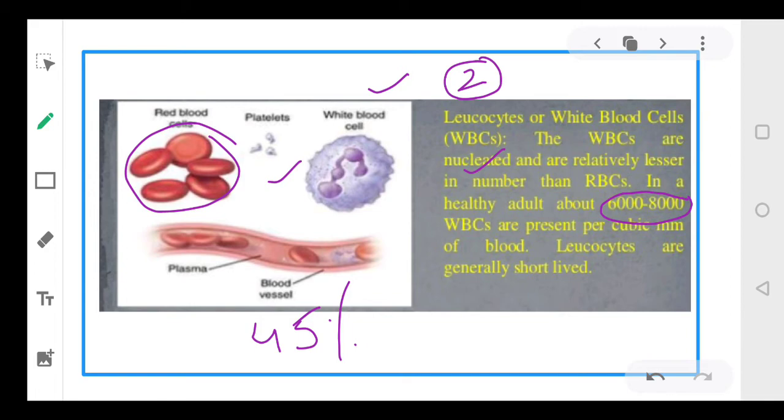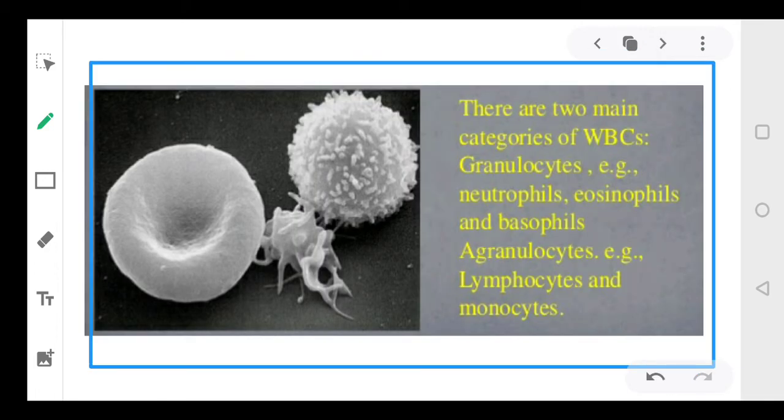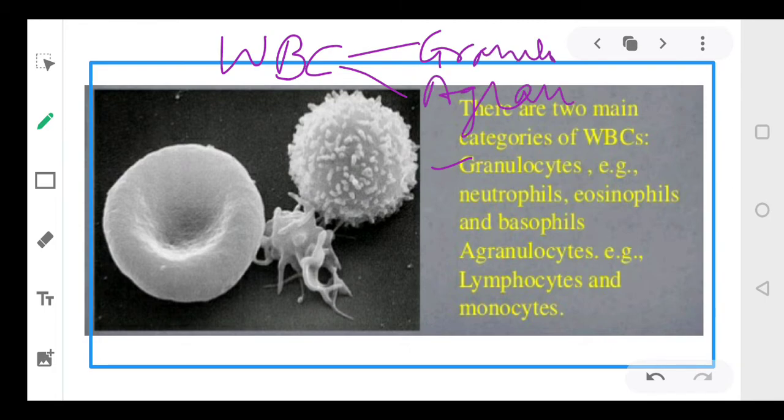Now your WBCs, we can categorize them into two types: granulocytes and agranulocytes. One is granulocytes and the second is agranulocytes. As the name suggests, granulocytes means granules are present. See, this is a granulocyte. Certain granules are present on the surface. Agranulocytes means without granules. Both the structures are shown here. These are granulocytes. These are agranulocytes.